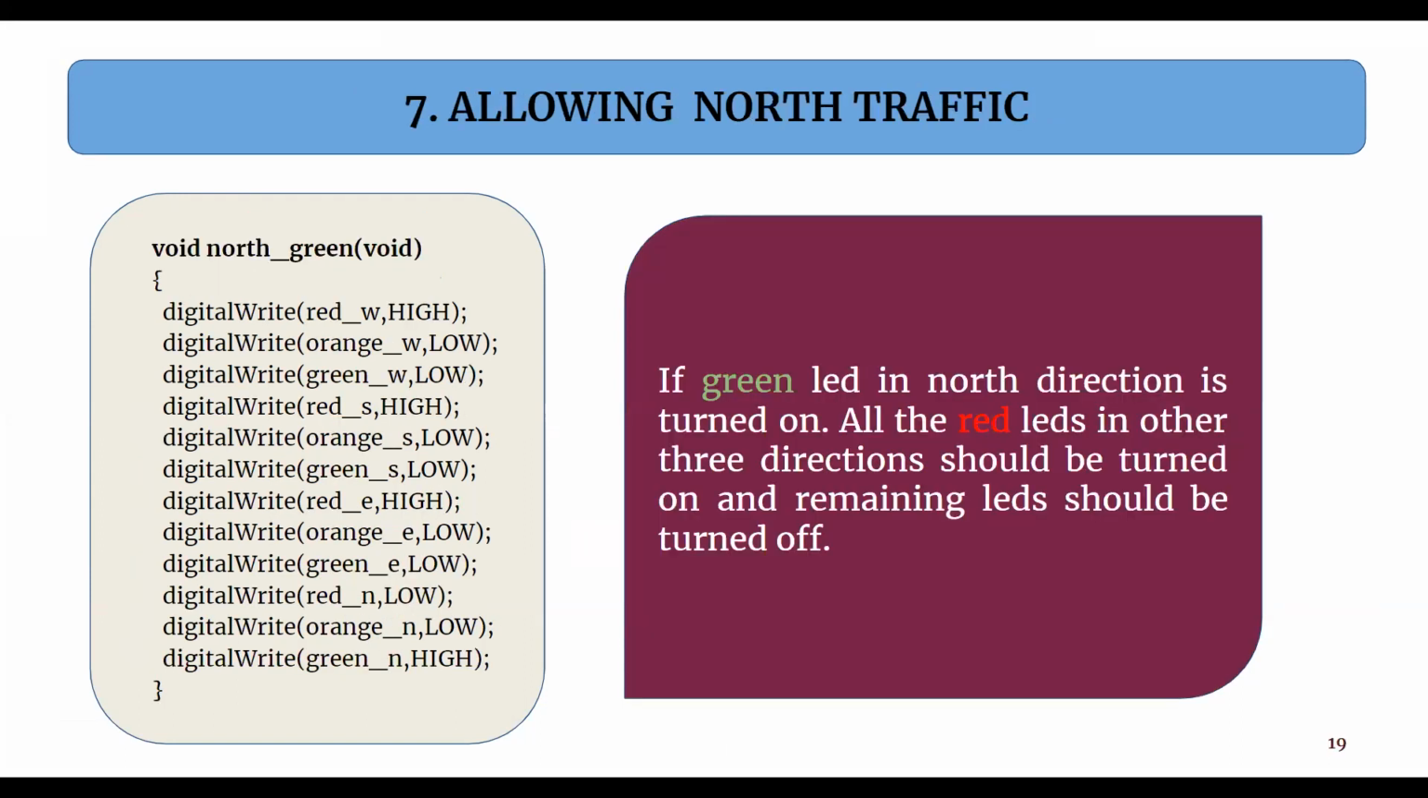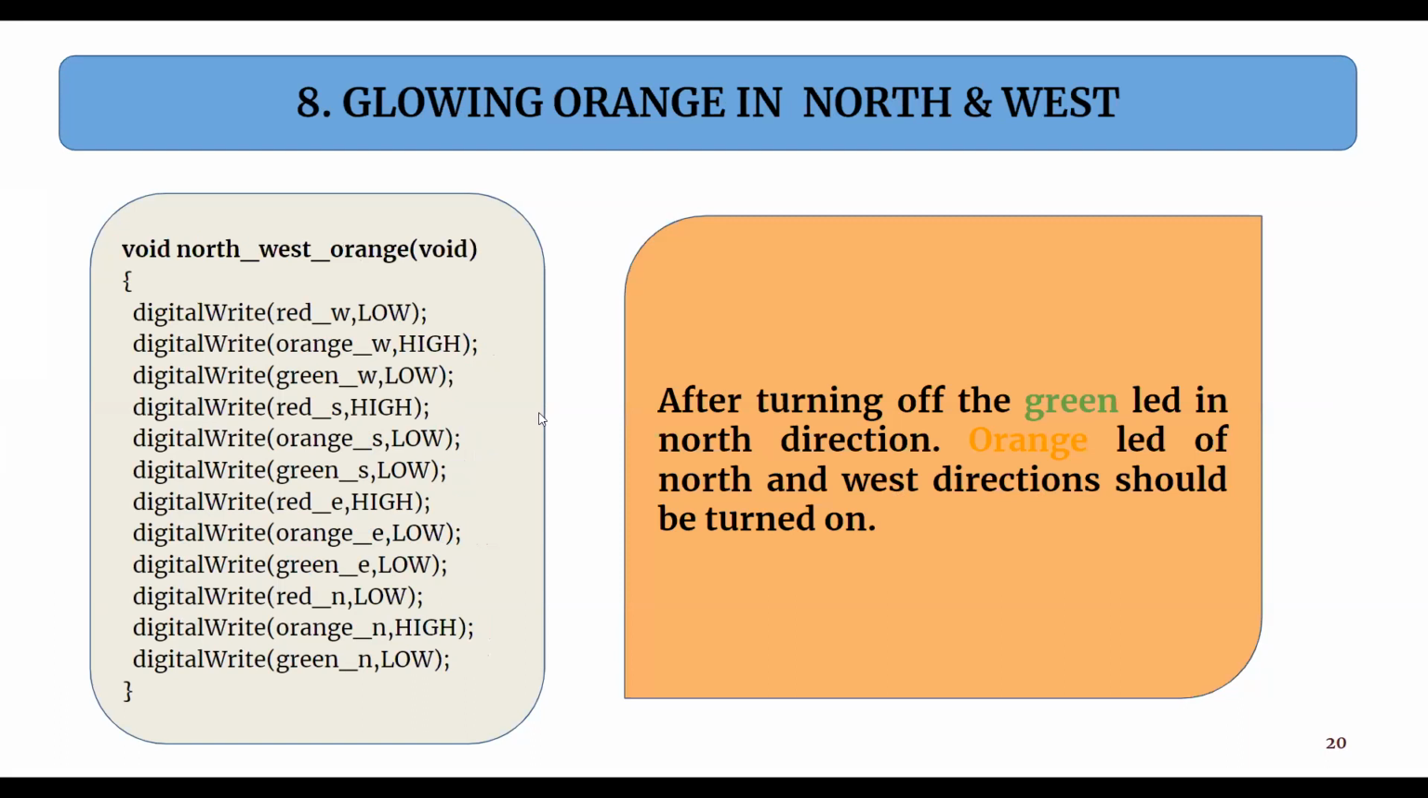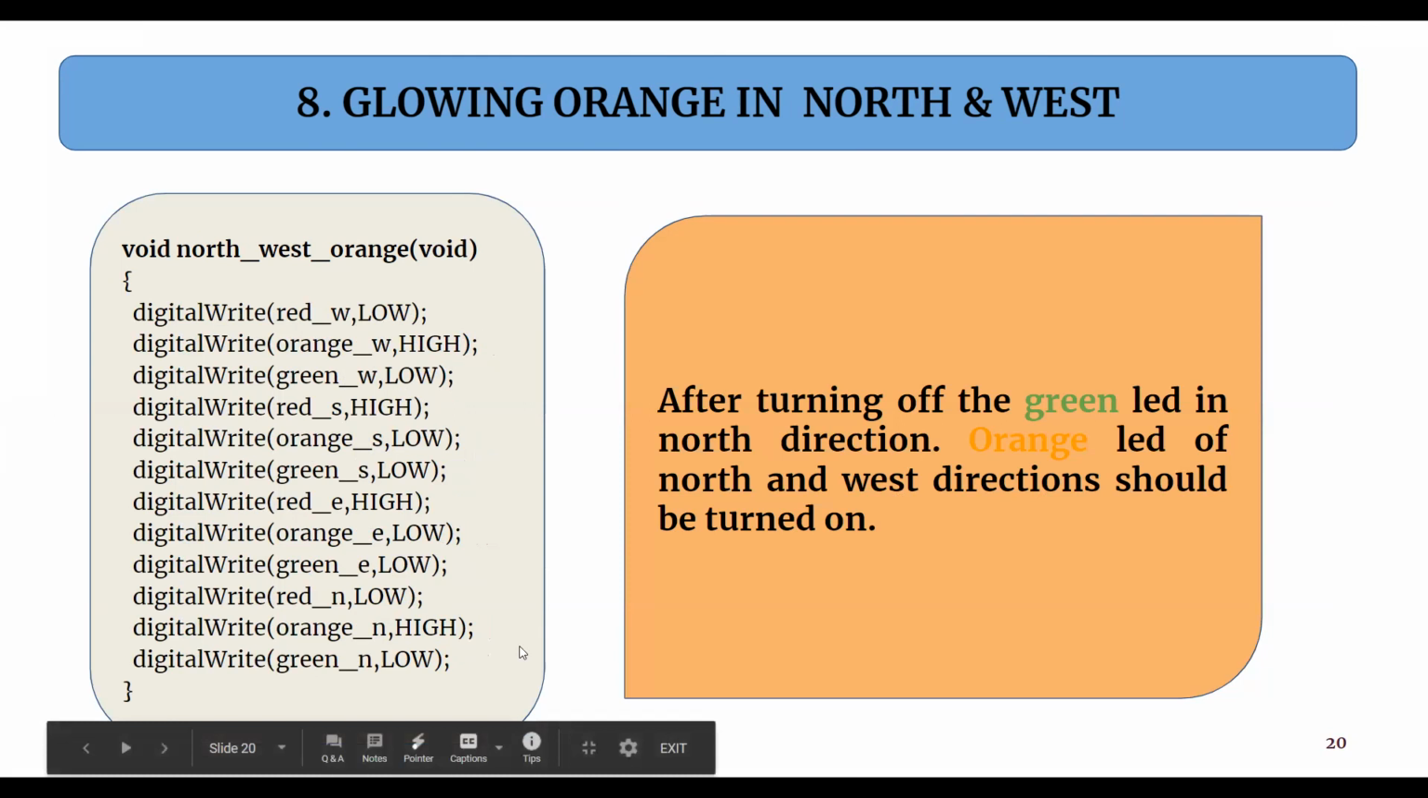And we are going to north traffic, where the green LED of the north traffic should be high and the other red LEDs of other directions should also be high, and other bulbs like orange and green in west, south and east should be low. And now after turning off the green LED in north direction, the orange bulb LED in west direction and orange bulb LED in north direction should be turned on. So we have given the orange bulb in west direction as high and orange bulb in north direction as high.